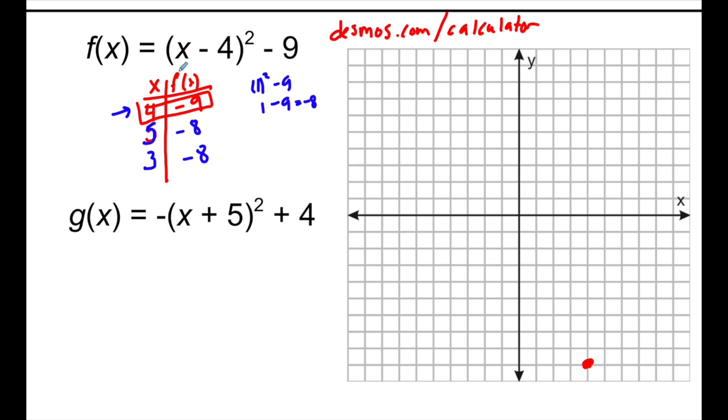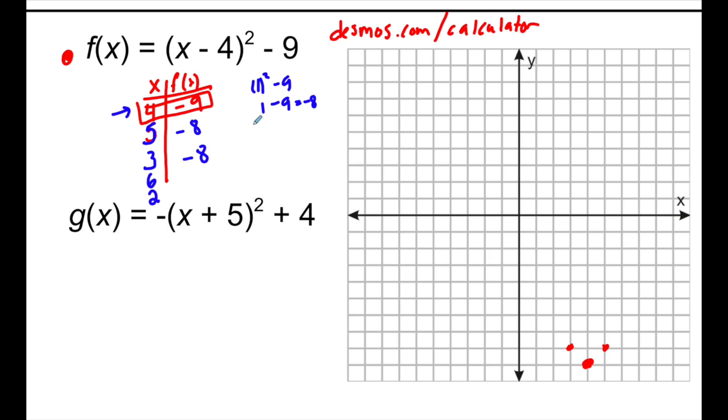And if you actually plug it in, you'll get 3 minus 4 is negative 1, and you'll see negative 1 squared is the same as positive 1 squared. So this is going to be my red graph. I'm going to do 5, negative 8, and 3, negative 8. Now keep in mind I need a total of 5 points. So I'm now going to do 6. And which one is the same y as 6? It would be 2, because 6 is 2 away from 4. 2 is 2 away from 4.